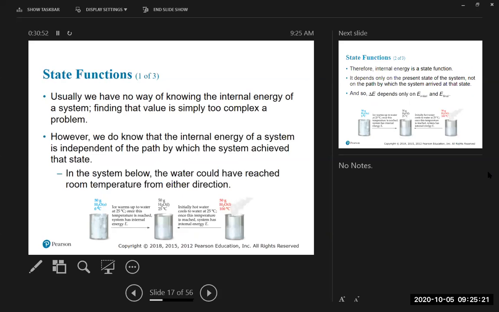Okay, there's something called a state function. And when we work on these energy calculations, we don't know the internal energy of the system necessarily. And it's really hard to figure that kind of stuff out. And so we're usually just interested in the change.